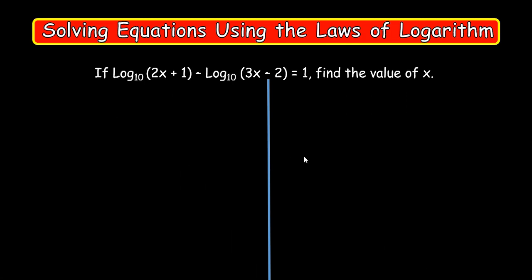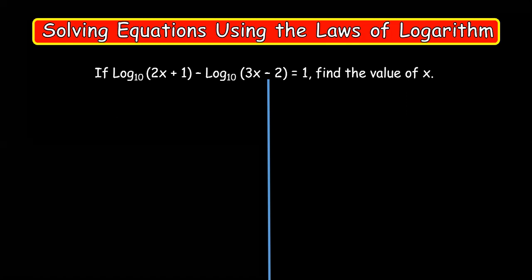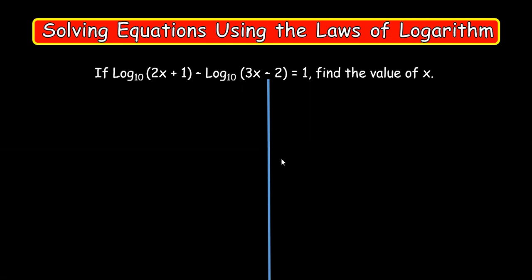On the screen, we have the first question, which we are going to solve. The question says, if log of 2x plus 1 in base 10 minus log of 3x minus 2, also in base 10, equals 1, find the value of x. Taking a look at this equation, we can see that the logs are in the same base, which is base 10. So we are going to simplify this using the laws of logarithm. So pay keen attention.